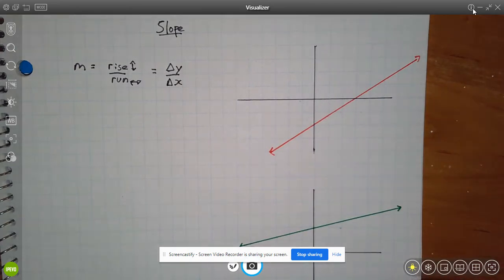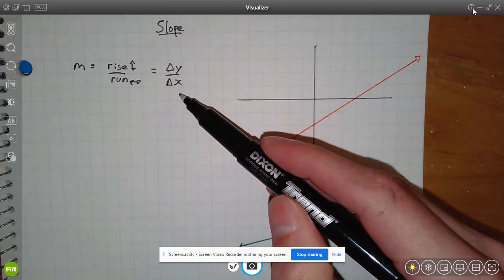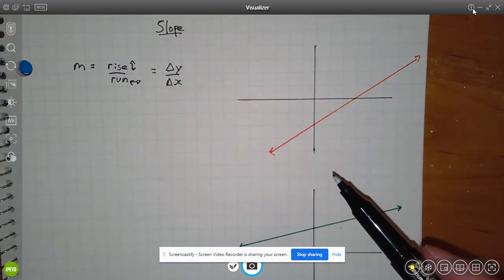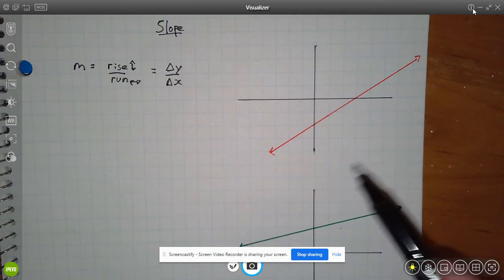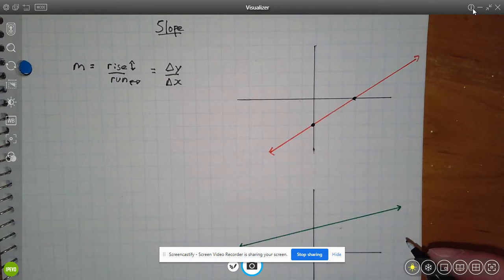And the change in x is telling us run. So it's really the same thing as rate of change. We're looking at the change in the dependent variable divided by the change in the independent variable. But we're going to now call that slope, and we're going to use these concepts of rise and run. I only need to find 2 points on any line to then calculate the slope.